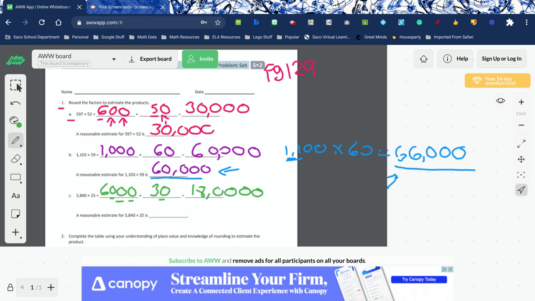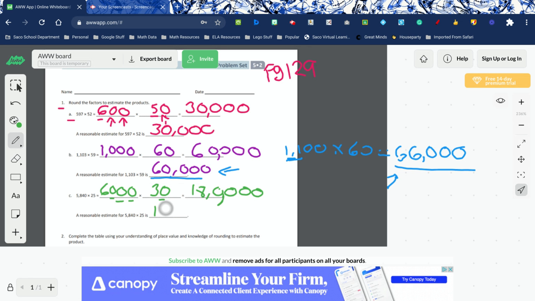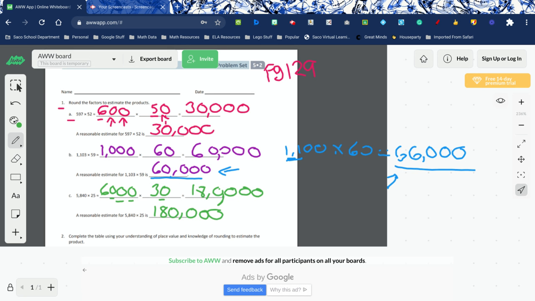6 times 3 is 18. 1, 2, 3, 4. I have 4 zeros in my factors, so that tells me I need to slide 4 place values. 1, 2, 3, 4. Oops, and that means I put my comma in the wrong spot. It's 180,000.